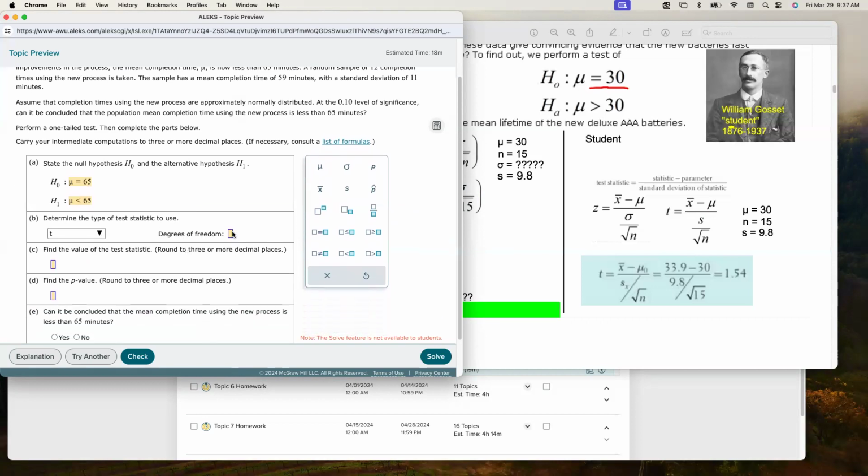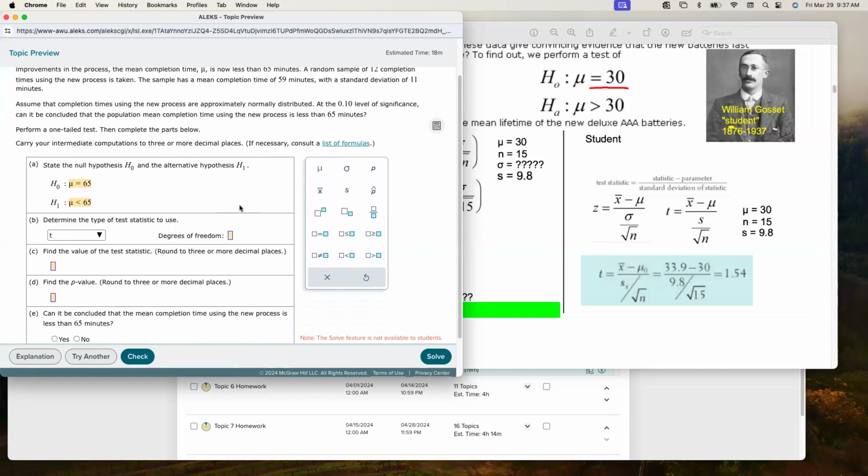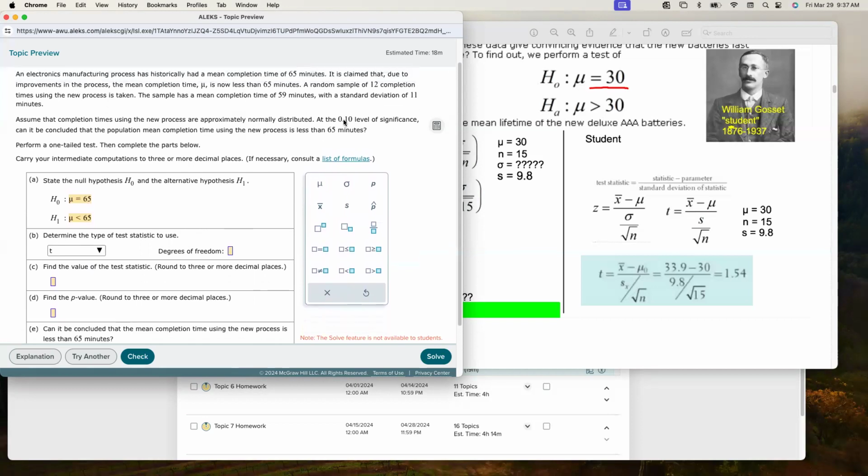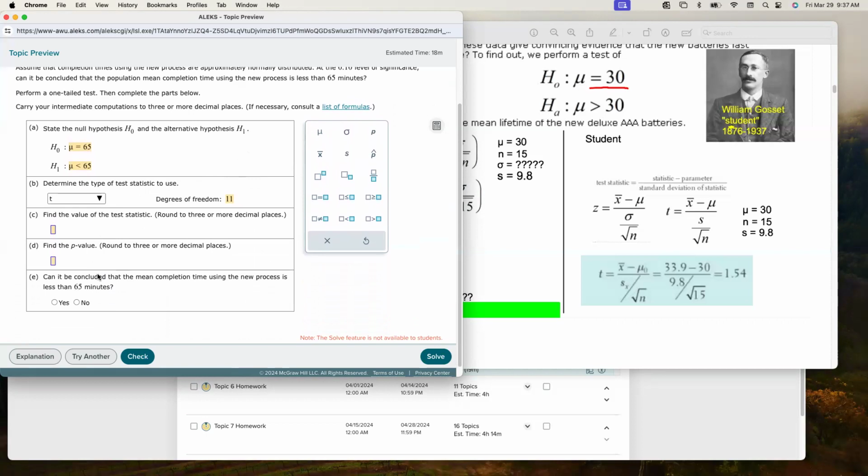Okay, and you'll see this degrees of freedom. It's going to be the sample size minus 1. So we have a sample of 12 times, so that's going to be 11, but you'll see your spreadsheet does this automatically for you. And we want to find the value of the test statistic and the p-value, and decide whether to reject or not to reject. Okay, so let's jump into your spreadsheet to do that.